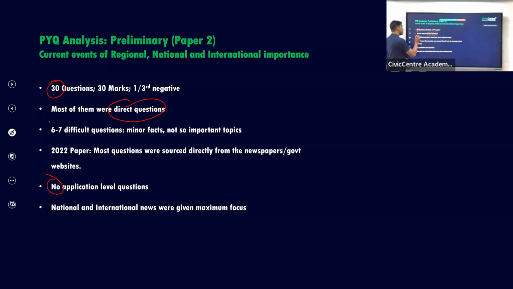There were 6 to 7 difficult questions. Why difficult is, there were very minor facts. I'll show the questions. Very minor facts, or not from an important topic. Topics that, when you read something, for example, today you might have read the Hindu newspaper or Indian Express or any newspaper, there you will understand, okay, this topic is potential. You will make a note. Some topics when you read, you think this is not important, isn't it? Such topics were also asked, which we cannot do anything about.